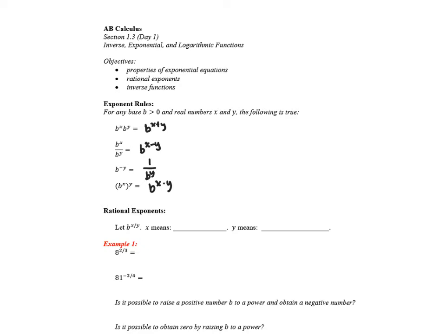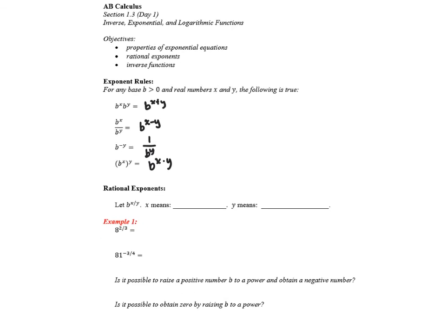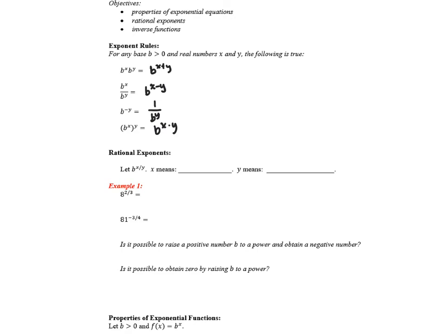When dealing with rational exponents, we have a power and we have a root. x is the power, and y is a root. So for example, if I have b to the 7/3 power, that could be written as b to the 7th to the 1/3 power. Or it could also be written as the cube root of b to the 7th.